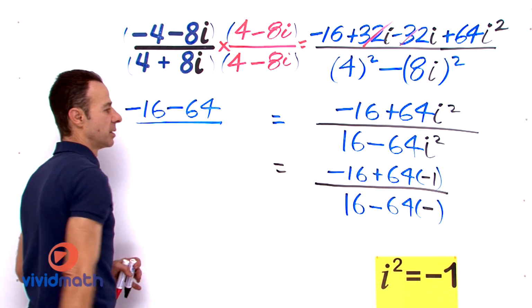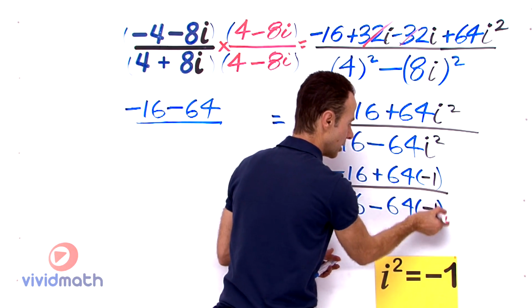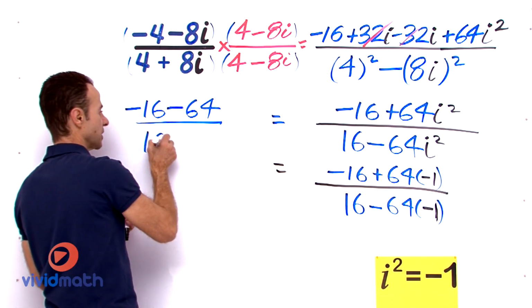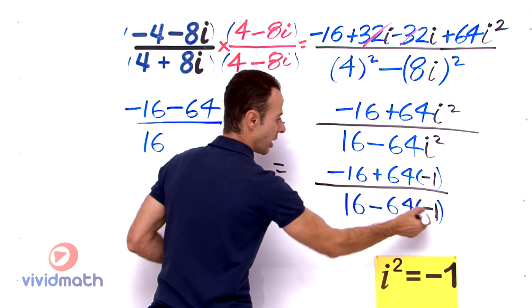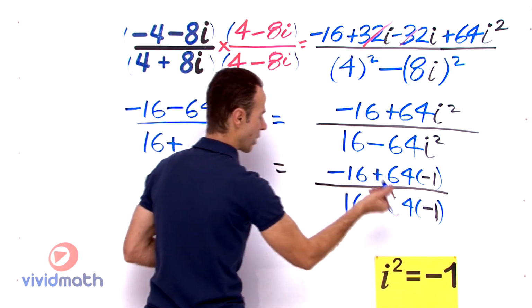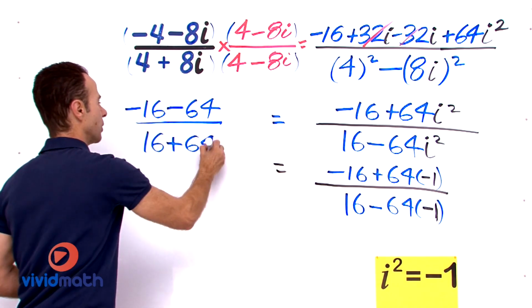All over, down below, that's a 1 here. What did I do? I forgot to put the 1. It's minus 1. Back to this, positive 16. We got minus and a minus, that's going to be a plus. 64 times 1 is 64. So we have plus 64.